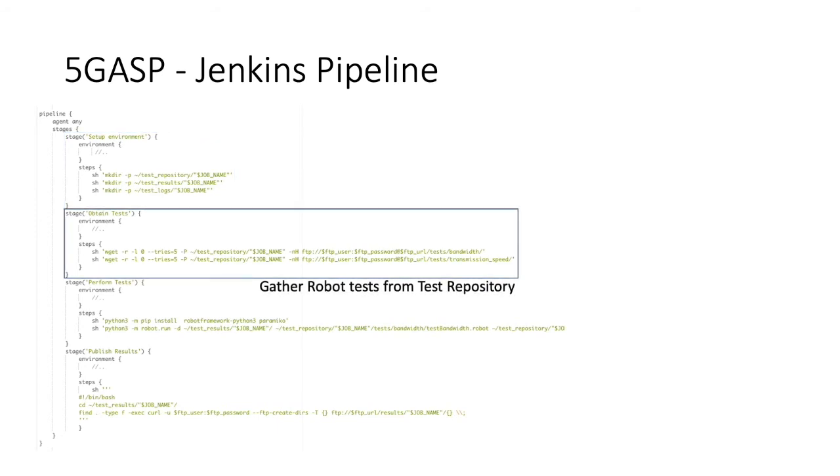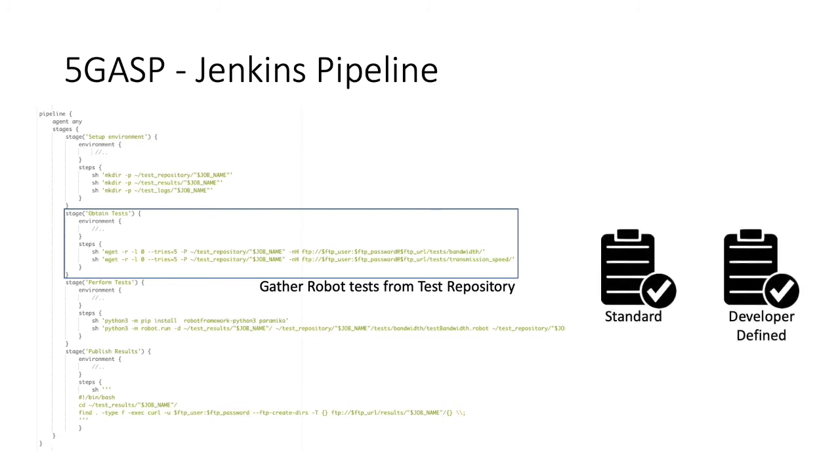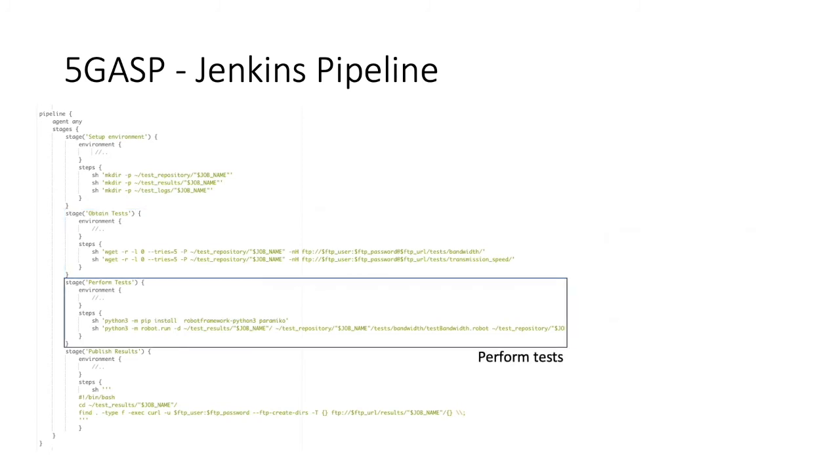These tests are created using the robot framework and mainly address the relationship between the infrastructure and the NetApps and also their behavior. There are 2 types of tests: standard tests, which are already onboarded in the test repository and define multi-purpose and broad-spectrum test case scenarios, and developer-defined tests, which are created by the NetApp's developers to test NetApp-specific scenarios. After gathering the tests, the next stage is to perform them.